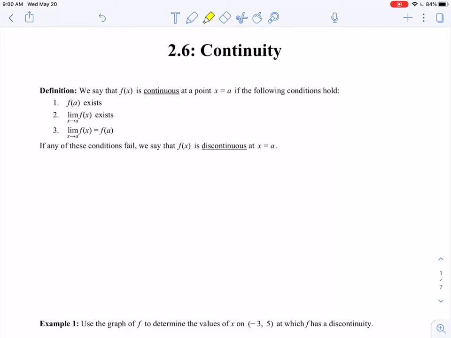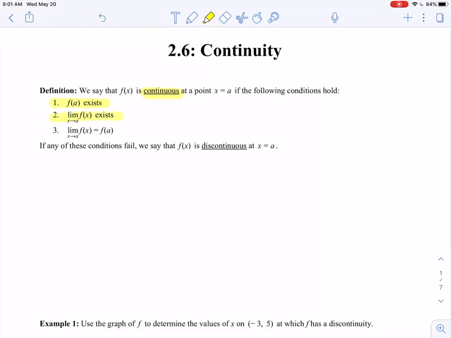The definition says we say that f(x) is continuous at a point x = a if the following conditions hold. The first one says that f(a) exists. This just means that the function exists at that x value. So if you're looking at the graph, you've got a point on your graph at that particular x value, or if you take that x value and plug it into your function, you get back a y value.